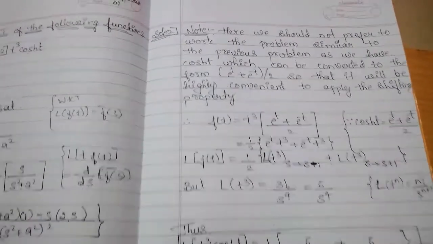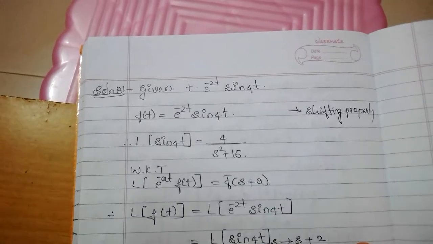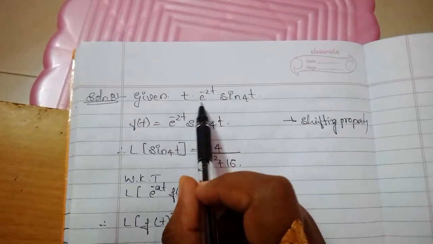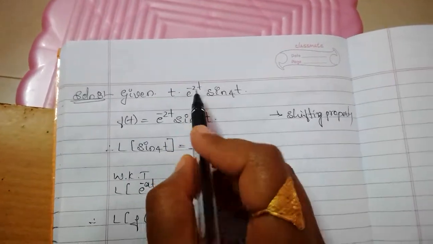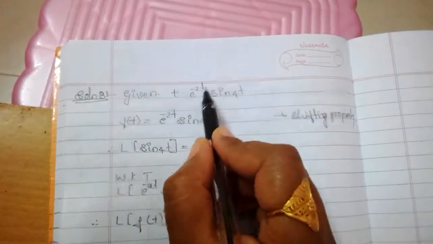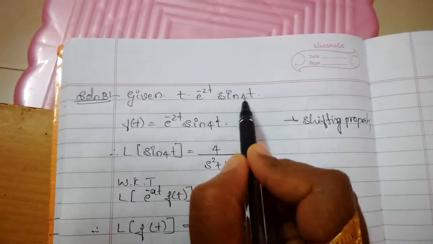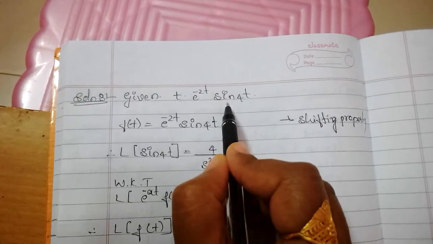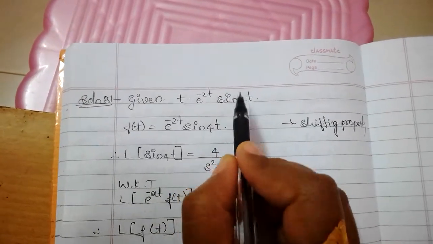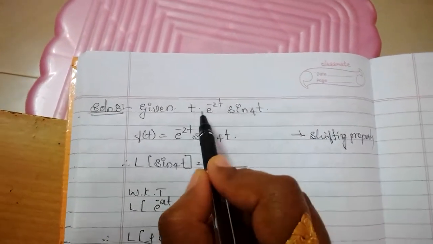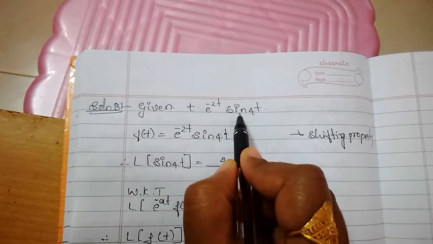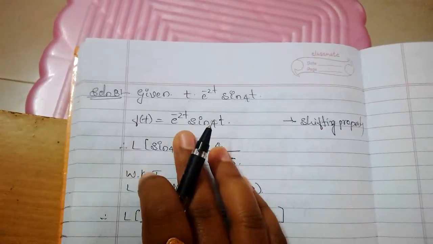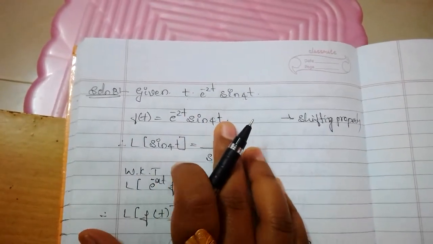Next, the given function is t e raised to minus 2t sin 4t. See here, we have three terms. When we take these two terms, e raised to minus 2t sin 4t, we have the shifting property, which means we have to apply the first property, as this is of the form e raised to at into f of t. But when we take all three terms, we get the t into f of t form. Here take f of t equal to e raised to minus 2t into sin 4t.